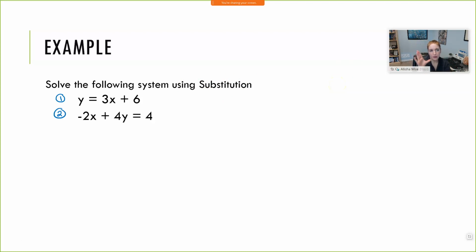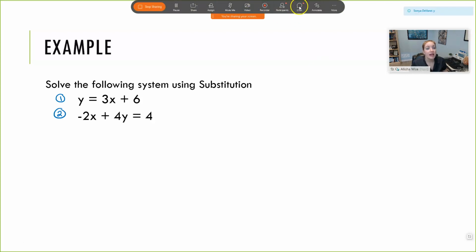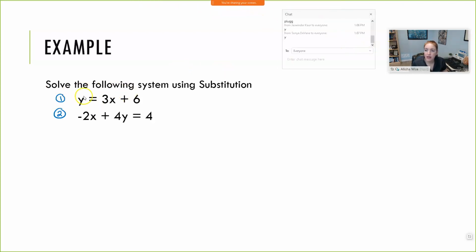So I'm going to look at these two equations. Is there a variable that is already by itself on one side of the equation? Yeah, y. In the first equation, notice that y is just by itself. It's not being multiplied by anything. So they've done the work for us. The y is by itself, set equal to 3x plus 6. So I'm going to circle the expression that y is equal to.